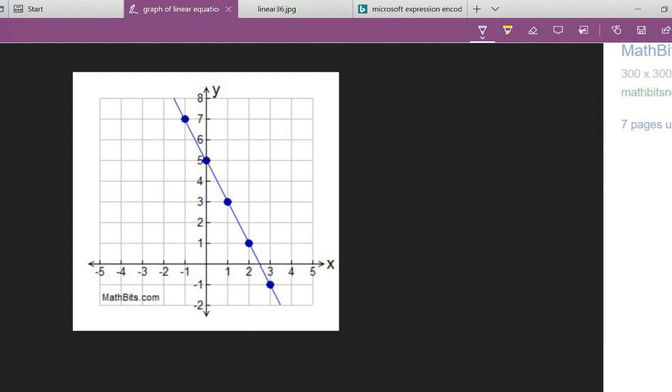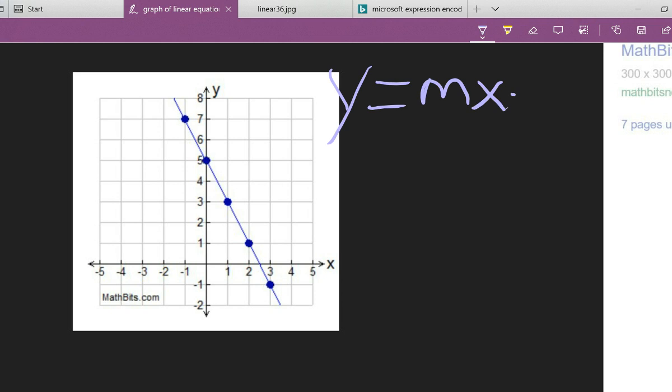What can we tell just by looking at it? I can tell it's decreasing. I can tell it's kind of steep, so it's not going to be a number like 1/2 or 1/5 or something like that. It's going to be a bigger number. It's decreasing, and it's also crossing the y-axis at 5. So the first thing we're going to do is write y equals mx plus b. We're going to put it in this form right here.